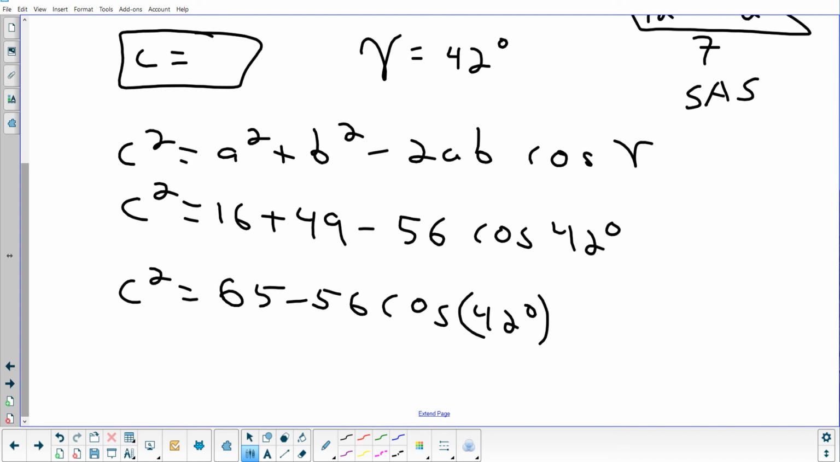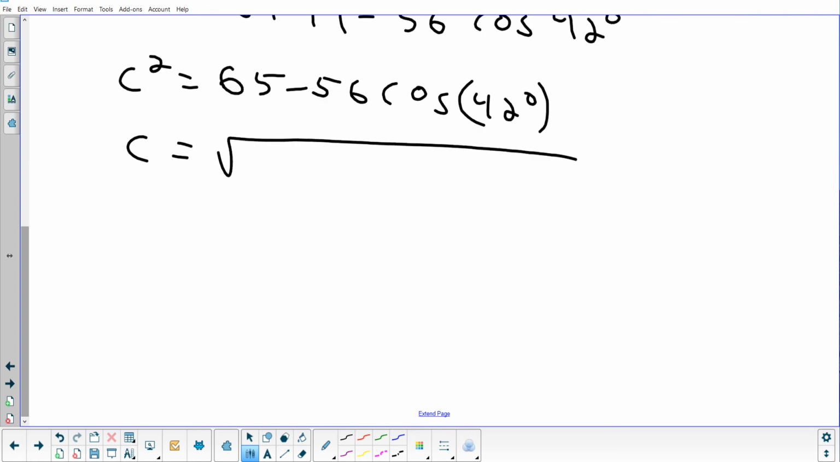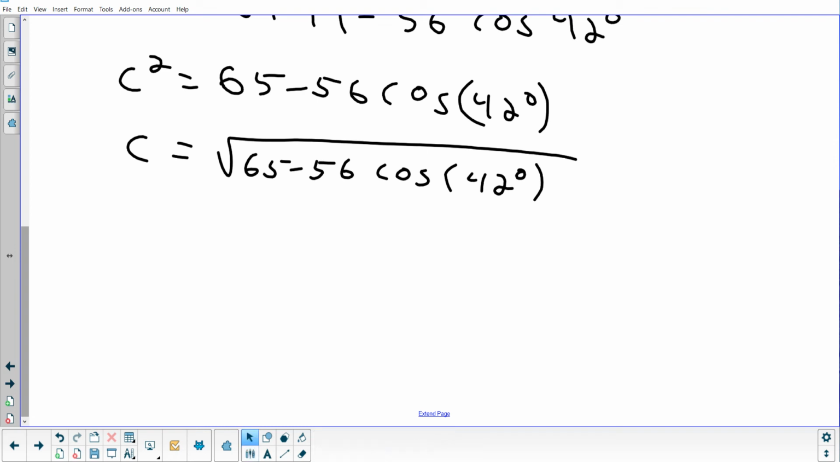So right now you've got c squared. What would you do to get c? Yep, take the square root of it. So if you type it in exactly the way that I'm writing it, then you haven't done any rounding in this problem yet. Everything is exact still. Now we're going to round it. So let's type that in.